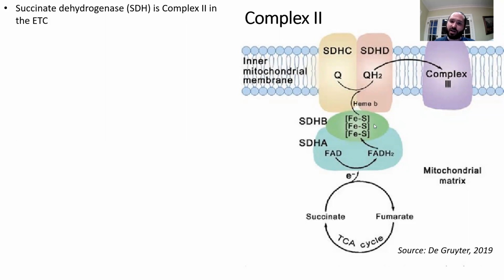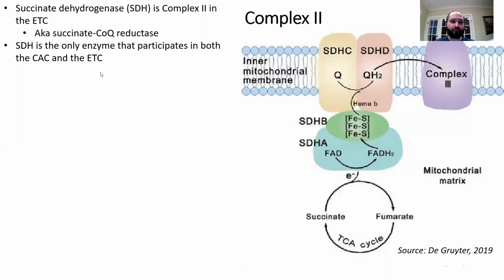FADH2 hands it over to the iron sulfur clusters. The iron sulfur clusters hand the electrons over to coenzyme Q, which gets reduced to its reduced form, ubiquinol, and then ubiquinol will migrate over. It's a mobile electron carrier. Complex 2 is also known as succinate coenzyme Q reductase. So you can see why that would be the case, because we're oxidizing succinate and reducing coenzyme Q.